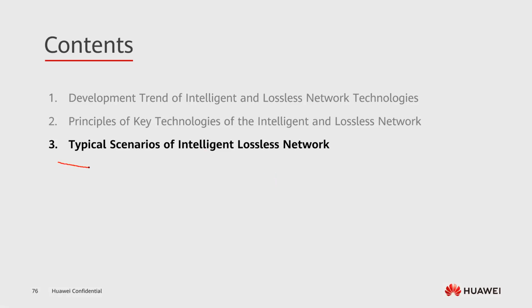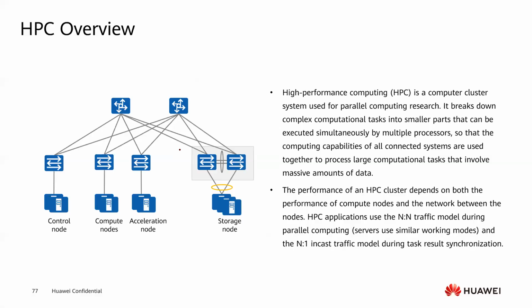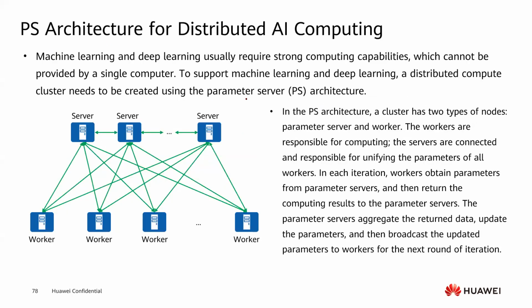The third part is the typical scenarios of an intelligent lossless network. Let's see some scenarios. The first scenario is HPC. I think you already know what HPC is, so we skip it quickly.